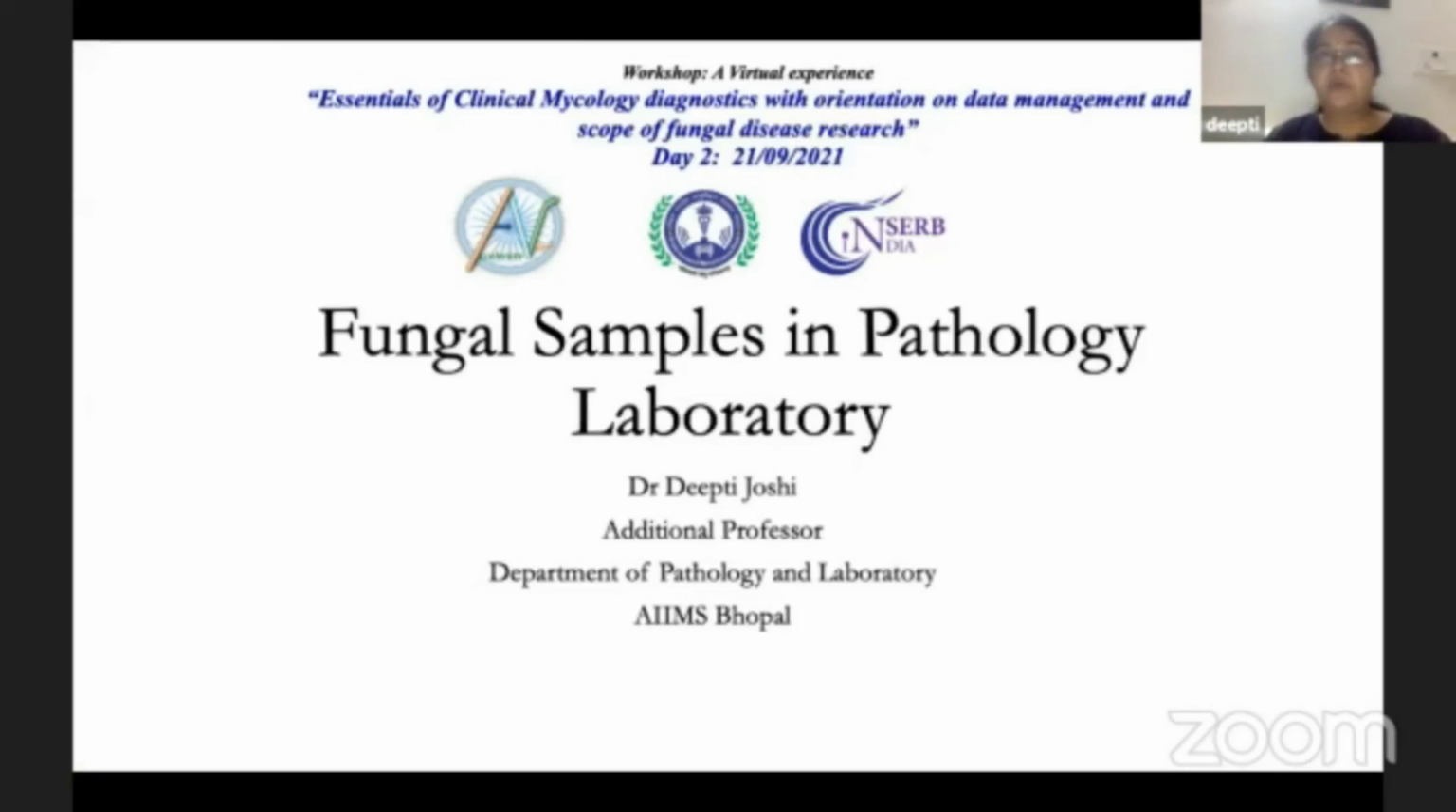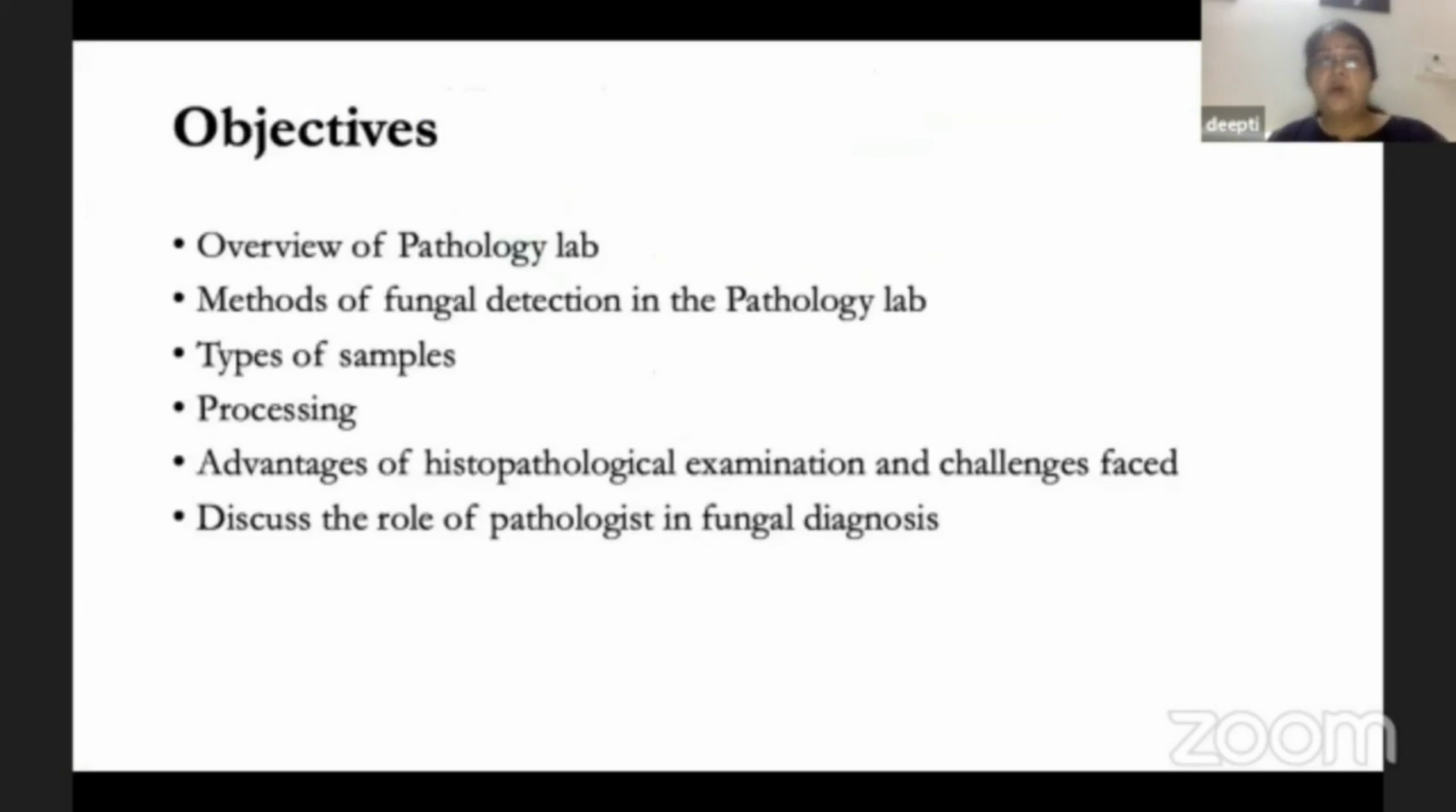Regarding fungal diagnosis, after Dr. Maurya's talk, I shall be taking this talk on fungal samples in the pathology lab. Orientation of a pathology lab would be covered under the following headings. Since we have a heterogeneous population, a pathology lab doesn't have a dedicated section like a microbiology lab.